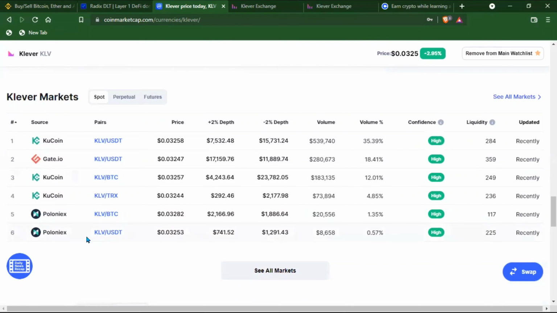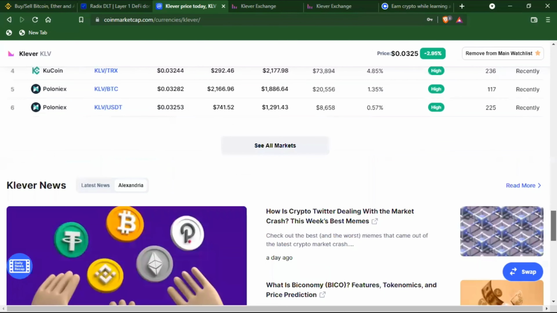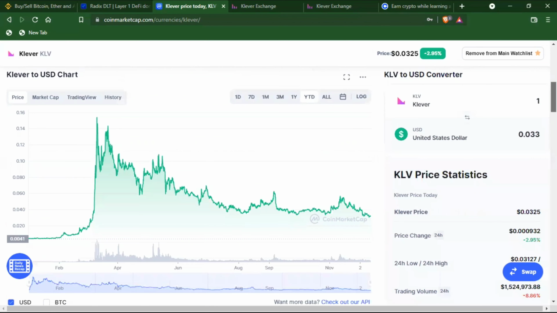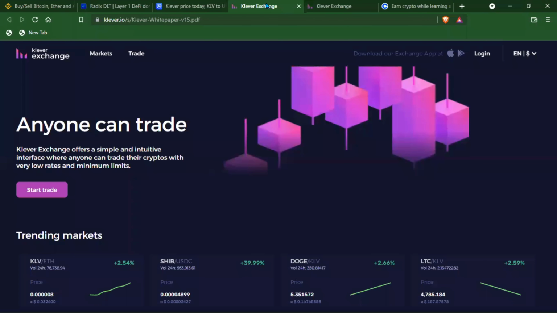Just know that all I'm showing you guys is not financial advice. And you can see the price of the KLV coin on each exchange, the volume being traded on it, and then you can read more about it if you want. So we're just going to get into the Klever exchange, which is the website.